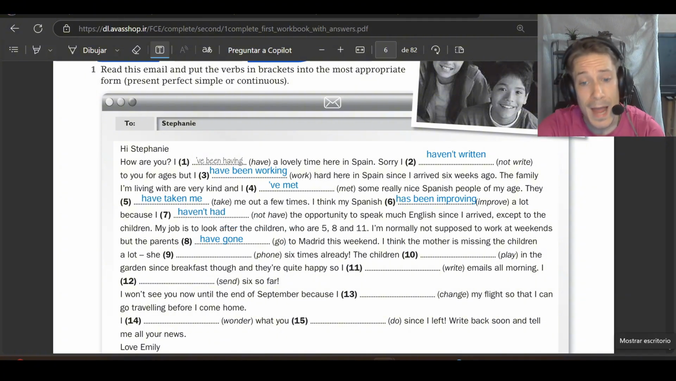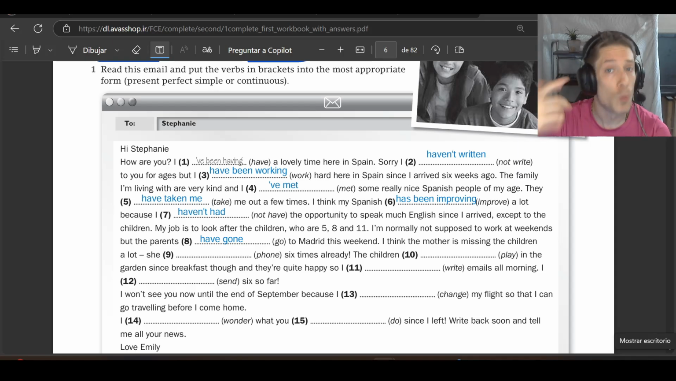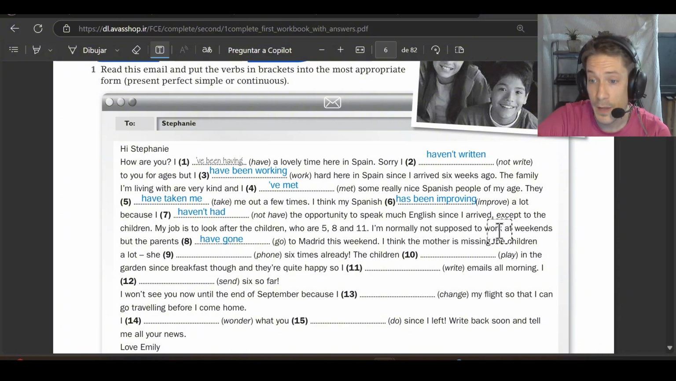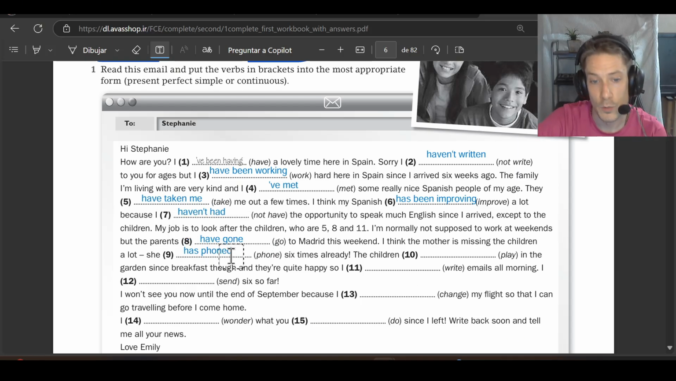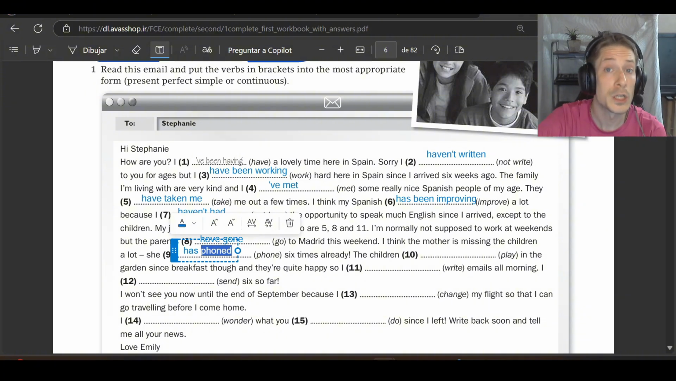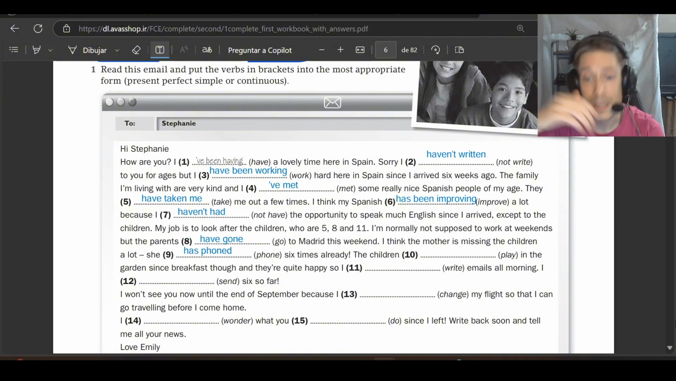I think the mother is missing the children a lot. Again, when you call somebody, you do it once, you do it twice, but you do it and that's all. You do it in 10 minutes and this action finishes. So I think the mother is missing the children a lot. She has phoned 6 times already. This verb doesn't have any participle. It uses the one from the past simple, 6 times already.